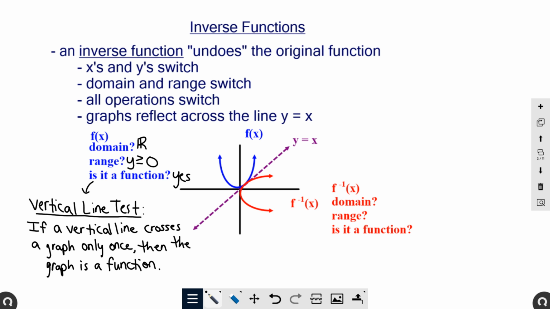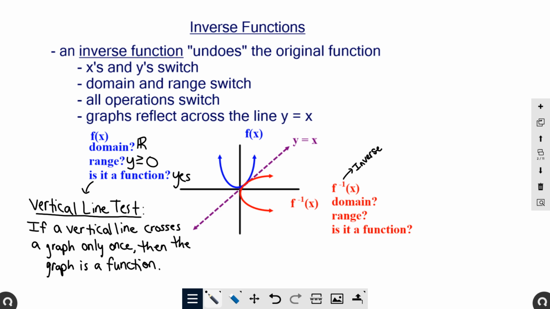Now, with any parabola, once we find the inverse of it, the inverse gets reflected onto its side. So this red graph is the inverse. And when you see this little -1 power right here, it means inverse. So now we want to find the domain and range of the inverse of that parabola, which is the red one laying on its side.